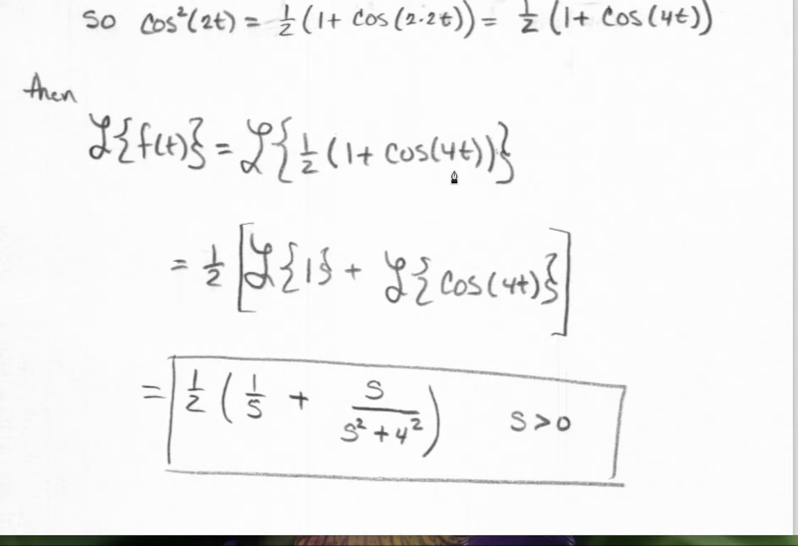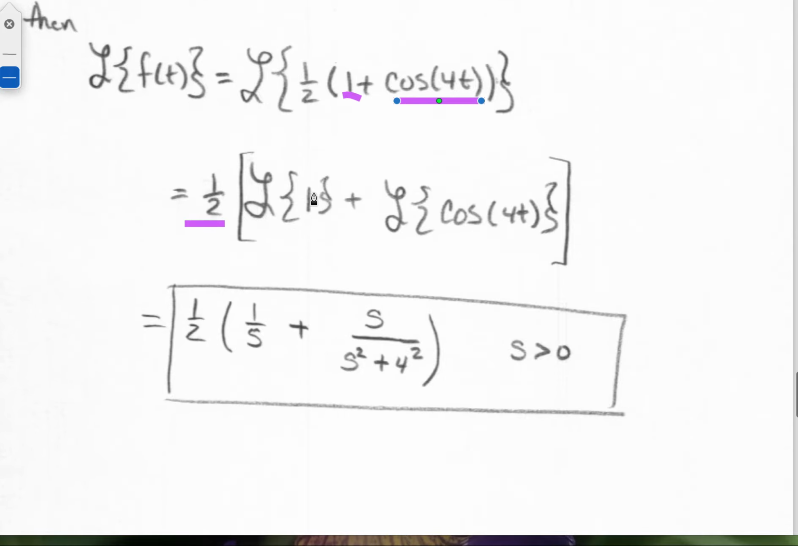And then I can split the Laplace transform up across addition or subtraction. And if you think, well, why could I do that? Well, I can do that because I can split up integrals across addition and subtraction. So the properties that I can do with integrals, I can do with Laplace transforms, because remember, Laplace transforms are one special case of an integral. So I take this half and move it out front, and then I split up the 1 and the cosine of 4t into two separate Laplace transforms.